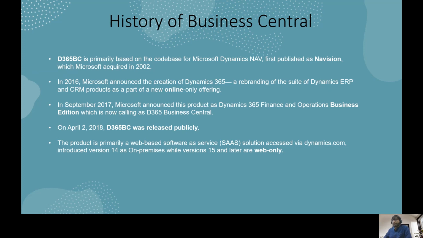Then on 2nd April 2018, online Business Central was released publicly. This is a purely SaaS-based model, software as a service, purely online. In Business Central, the first version, version 14, was introduced as a launch for on-premises, and from version 15 onward, Microsoft provides all versions online only. So this is the history of Business Central.